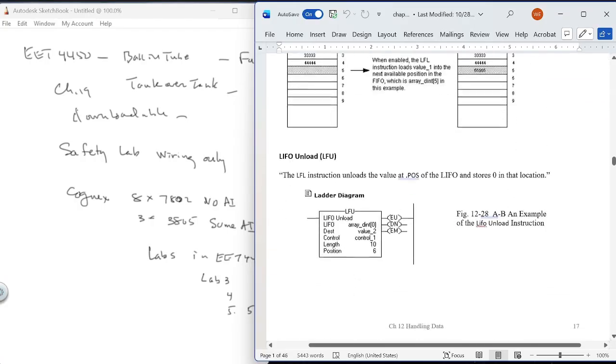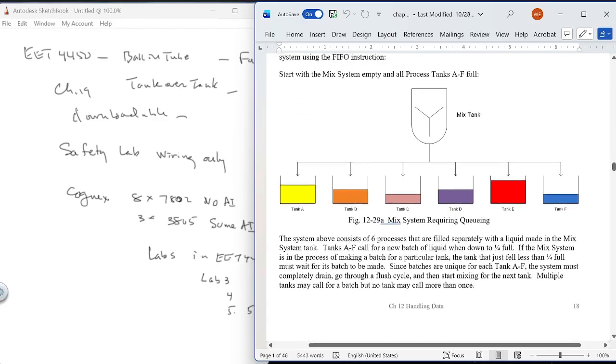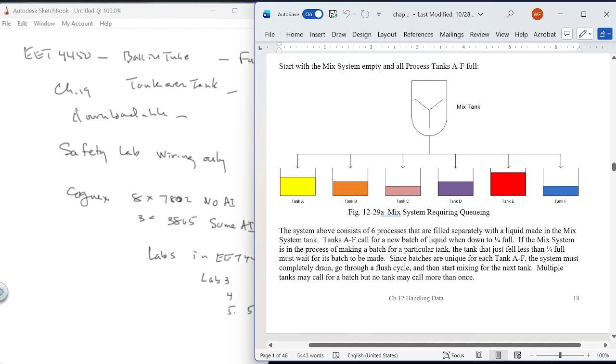Now, this is a pictorial example of FIFO right here. So this would be a canning plant, like down on Hill Avenue. There's a Pepsi plant, right? So every day they're going to make what? Pepsi, Diet Pepsi, Dr. Pepper. I don't know if they make Sprite down there or whatever, but they make a number of products, right? Each one of these would be what you would call day tanks. Each of these tanks would go to a canning line.